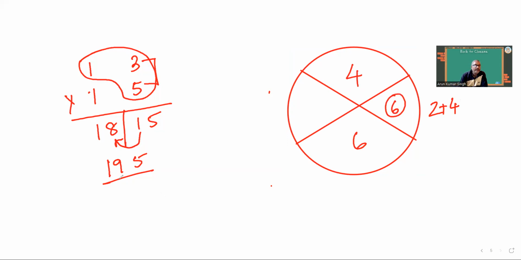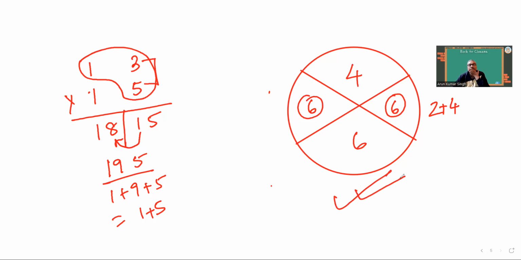Let's see here what will happen. 1 plus 9 plus 5. So here it is 10 plus 5, 15. So it is coming 15. 15 means 1 plus 5 is 6. So this is correct. Let's see here.